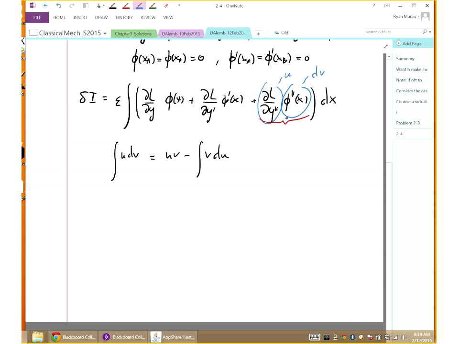And so that means when you do the integral by parts of the last term in red, you're going to get a uv term, so that's ∂L/∂y double prime. And now the integral of phi double prime of x is phi prime of x. And then minus an integral of v, which is again phi prime of x. And then you're going to have a d/dx of ∂L/∂y double prime, right? That's the du.